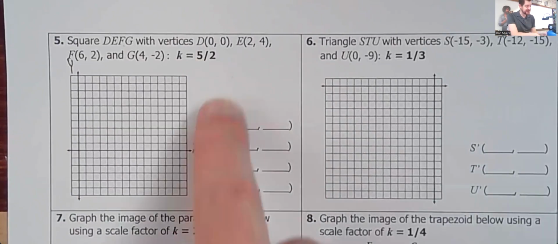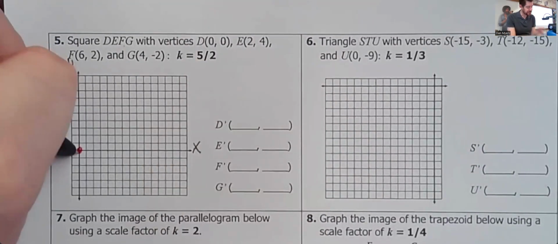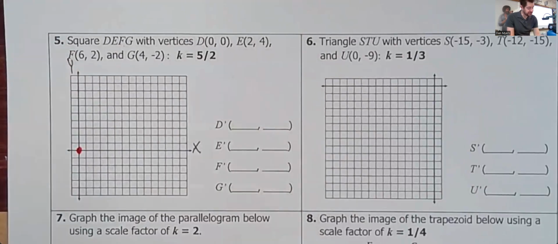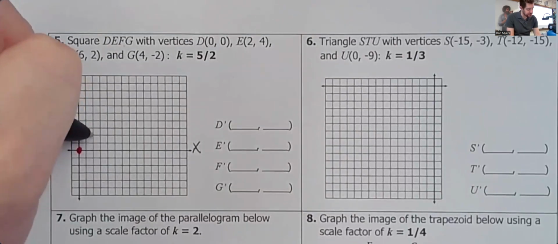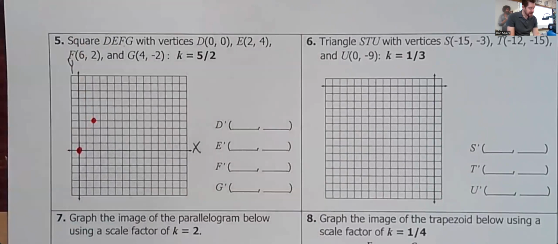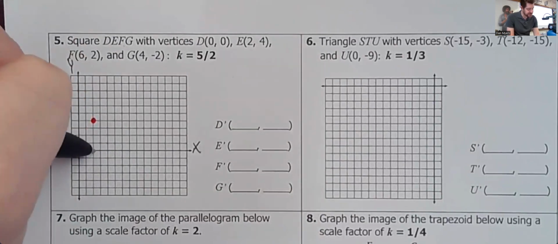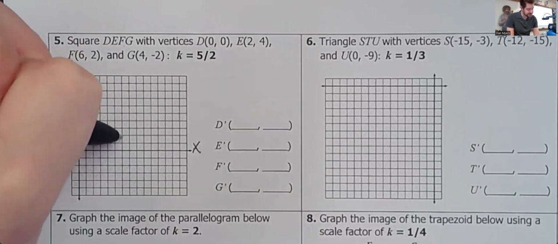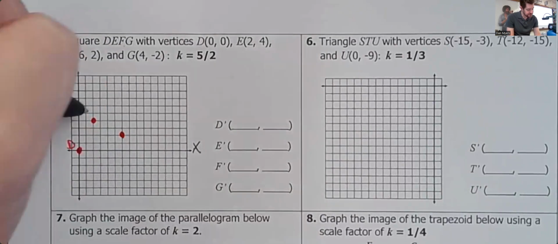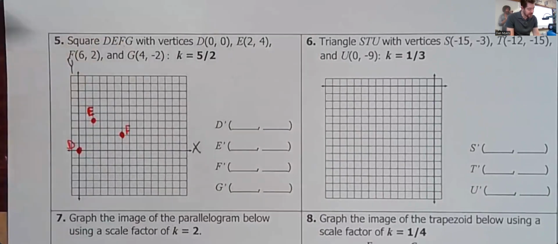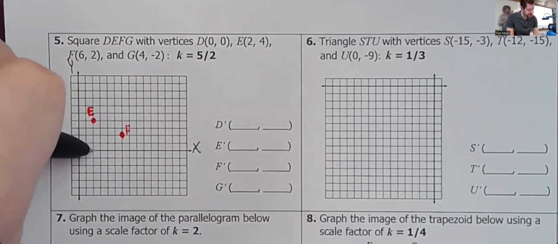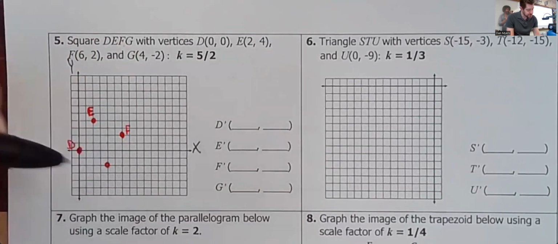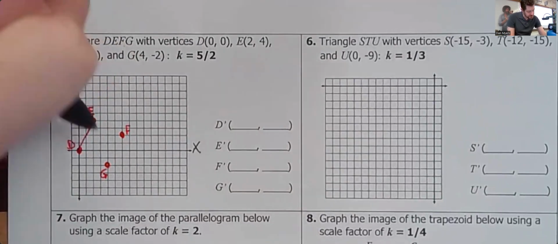So D is at 0, 0, so that's right here. E is at 2, 4, so that's over 2 and up 4. F is at 6, 2, so there's 3, 4, 5, 6, 1, 2. We got D, E, F. And then G is at 4, -2. Right there. So we've got our square.